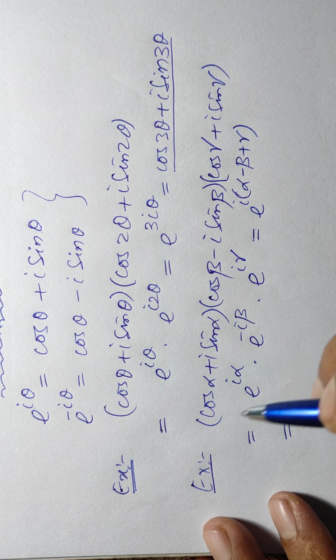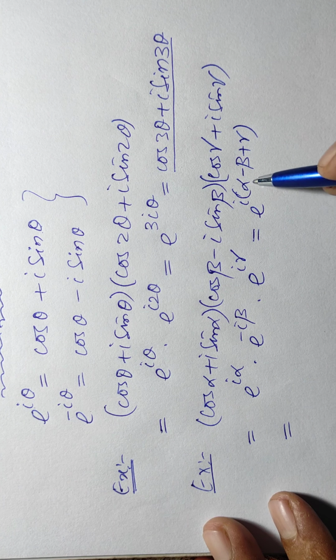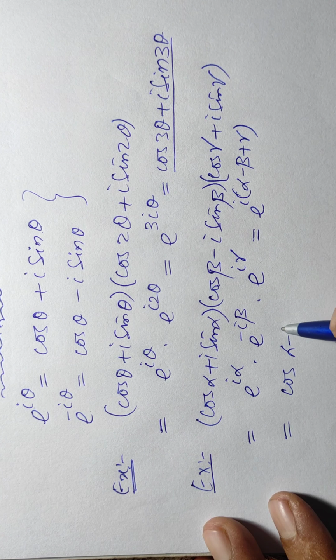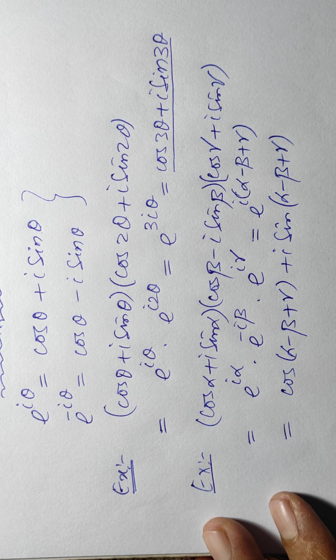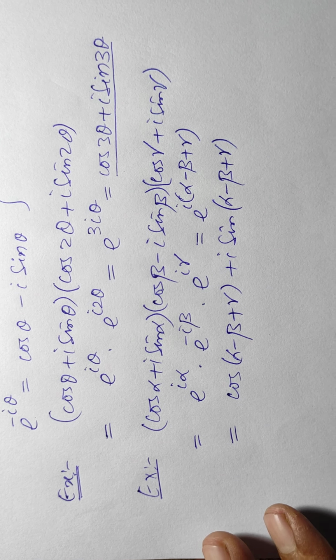Okay, then apply the formula again, Euler formula. e to the power i theta, it is in the form of e to the power i theta. So in place of theta, I have written alpha minus beta plus gamma. So cos(alpha minus beta plus gamma) plus i sin(alpha minus beta plus gamma). That's it. See here how easy it is.